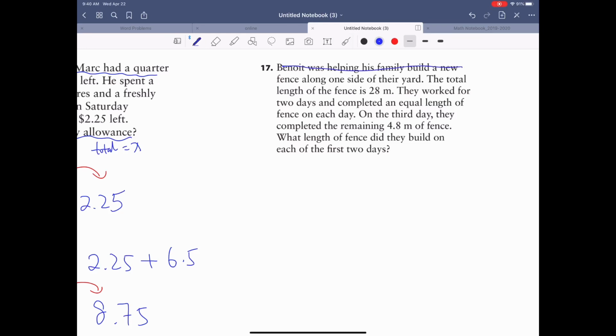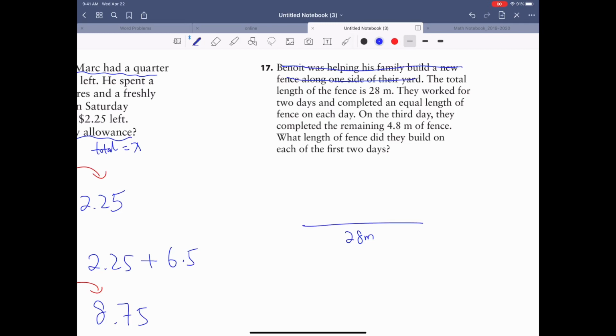Okay, so this is a garbage sentence here. Ignore it, it just distracts you. The total length of the fence is this. Okay, so you have a fence. Total length of the fence is 28. They work for 2 days and completed. Oh, actually, there's no width, so the total length is that.